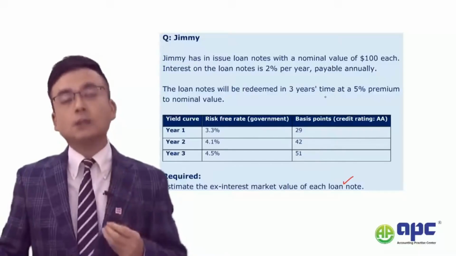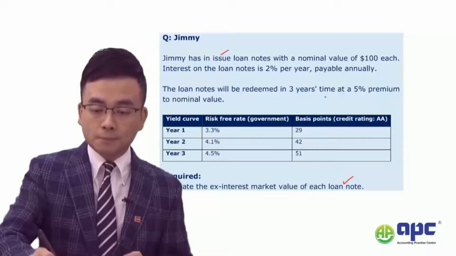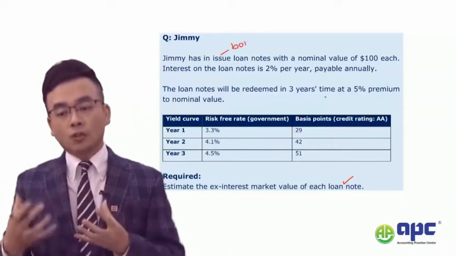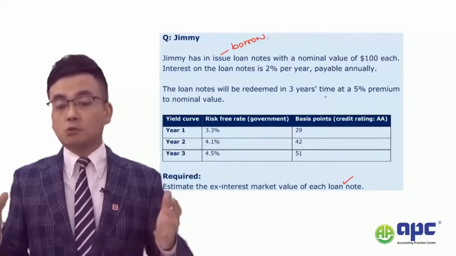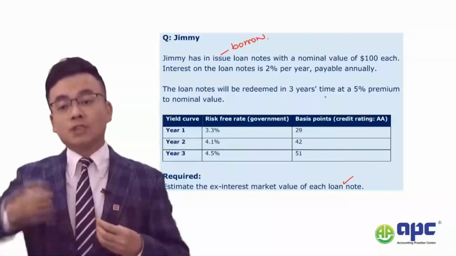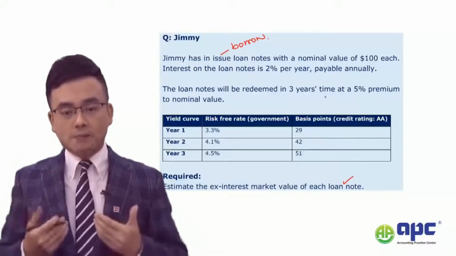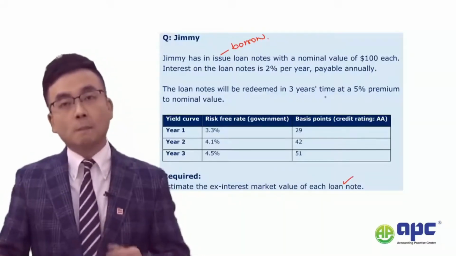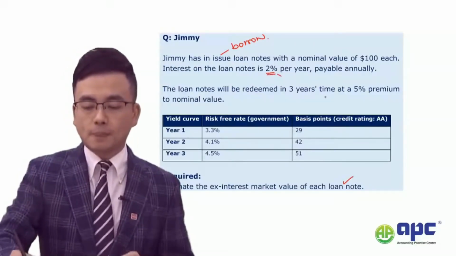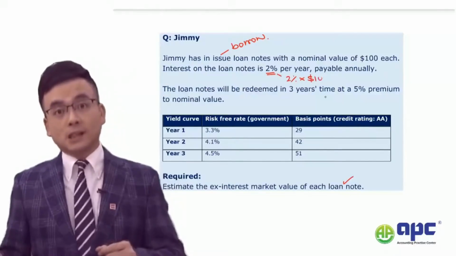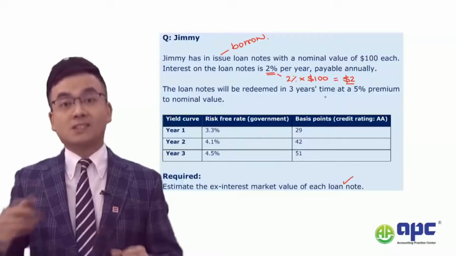Now we're told that Jimmy issues, and issue means borrows money. It borrows using loan notes with a nominal value of $100 each. So if Jimmy sells 1 loan note to me, I will need to pay Jimmy $100, okay? And Jimmy will pay me 2% per year based on 100, which means per year I will get $2.